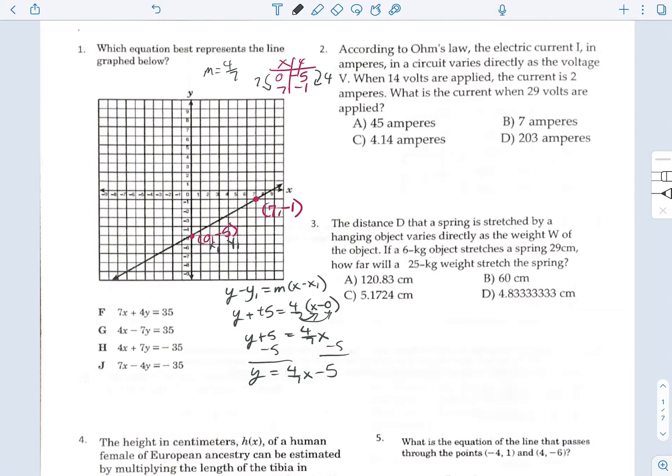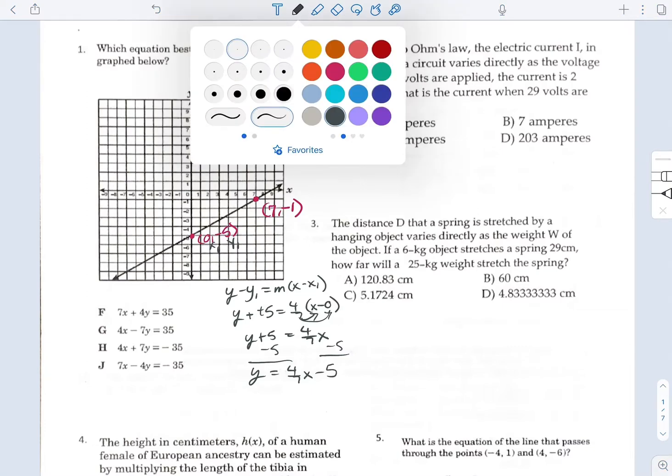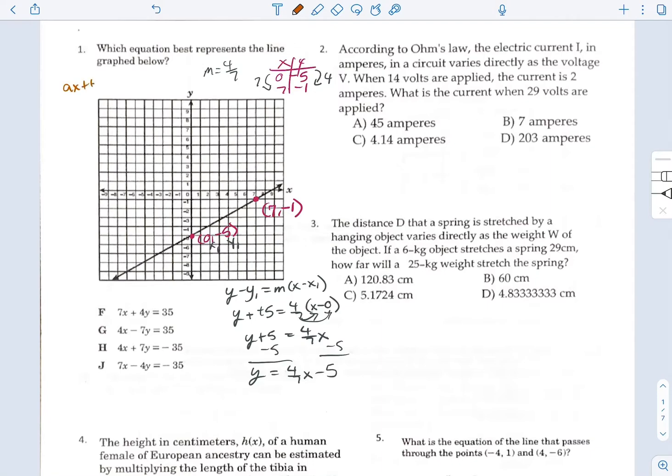Remembering that we do want this in standard form, recall that standard form is ax plus by equals c, where the x term and the y term are both on the left side of the equal sign. Right now, only the y is on the left side, so we need to take this 4/7x and put it over here with the y. We can only do that by doing the inverse operation, which is minus 4/7x from each side. All right, so now we have -4/7x plus y equals -5.